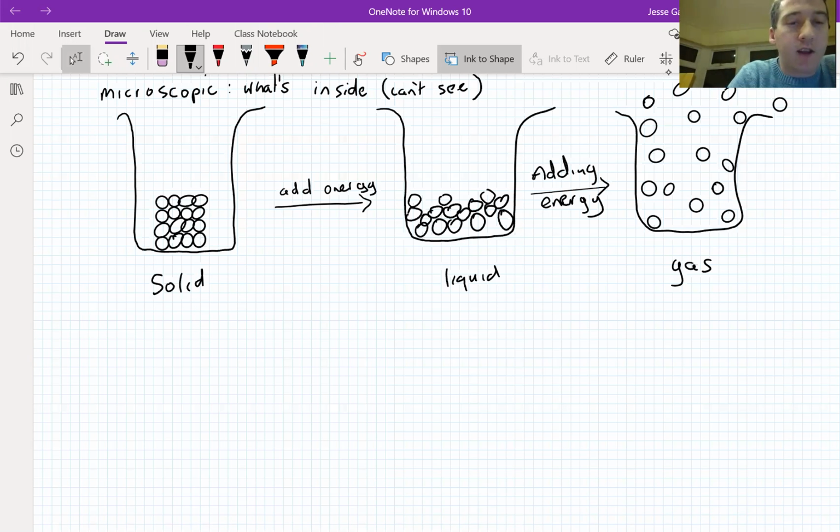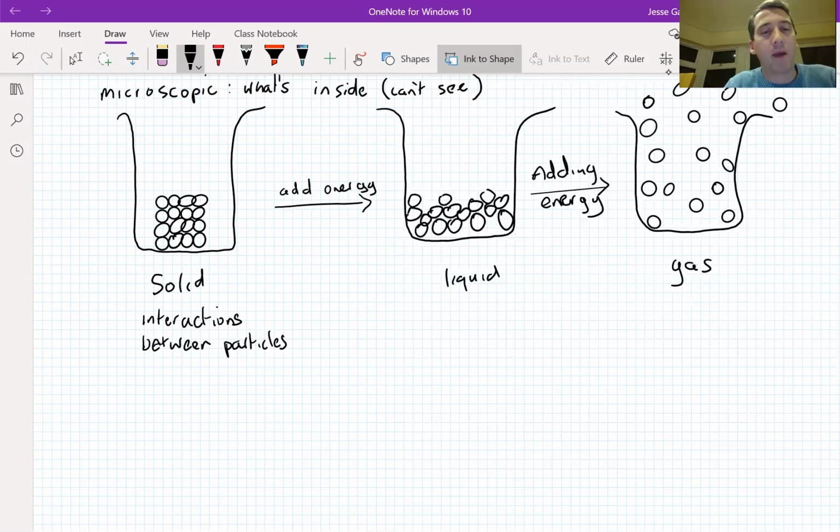Well, why is that? What keeps them together? Well, the correct answer here is something that we refer to as interactions. Interactions between particles. And generally, these are interactions that are attractive. That makes them want to, they attract to each other. It makes them want to stick together. So interactions between particles keep them close together.